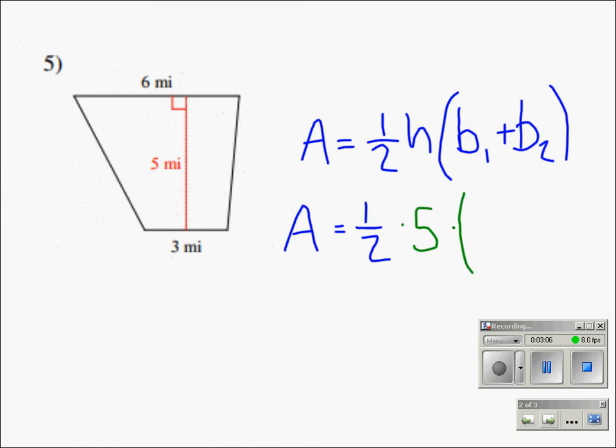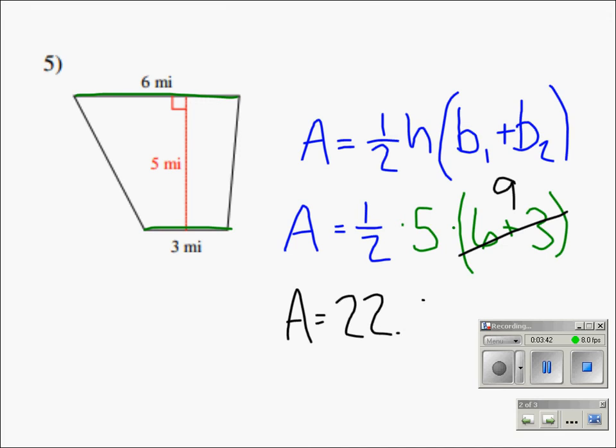And then we have our parentheses, base 1. It doesn't matter which one's 1, just remember that the bases are the parallel sides. So let's go with base 1 is right here at 6, plus base 2 right here at 3. Order of operations tells us we need to do parentheses first. 6 plus 3 is 9. Now that I'm done with my parentheses, I can go through and do multiplication and division. 1/2 times 5 is 2.5, times 9 is 22.5. Again, we need a label. We're talking about area, so it's miles squared.